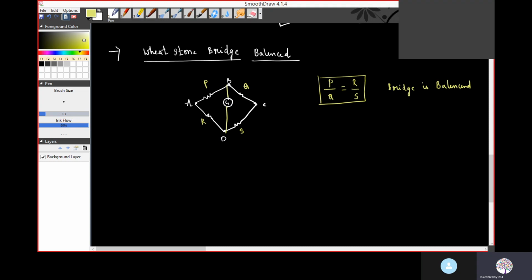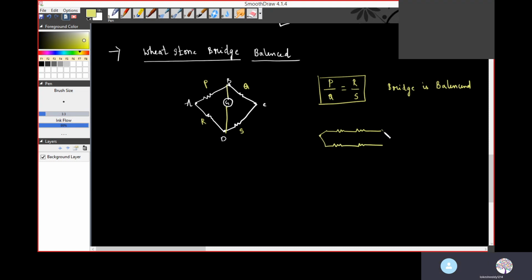Okay, if P by Q is equal to R by S, then we say the bridge is balanced. Then no current flows through the galvanometer.